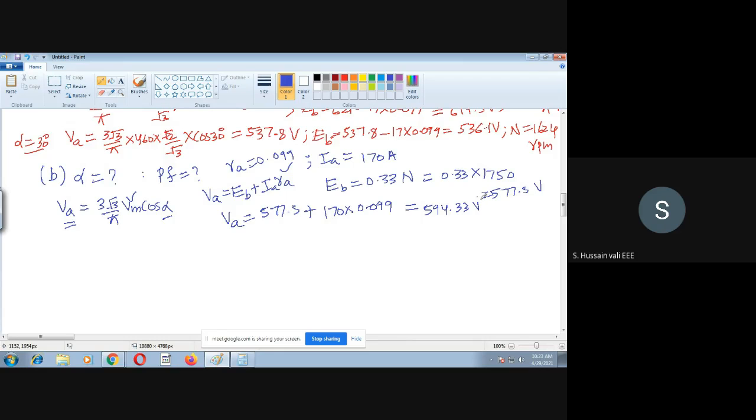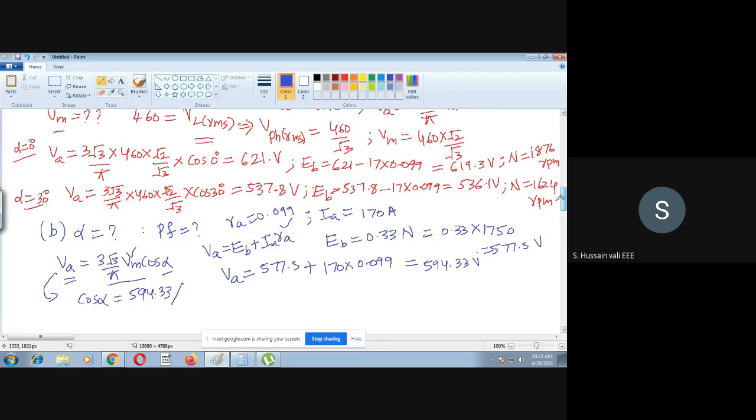So once we got this answer, what's next now? The Va value, substitute in this equation. From this equation, cos alpha is equal to 594.33 divided by, now, what is the multiplication of this? 3 root 3 into Vm. Somewhere we got this multiplication. Yes, here you see, directly we got 621 because cos 0 is 1. So directly we'll write here 621. And what is cos alpha? You will get something here. What is cos alpha now?